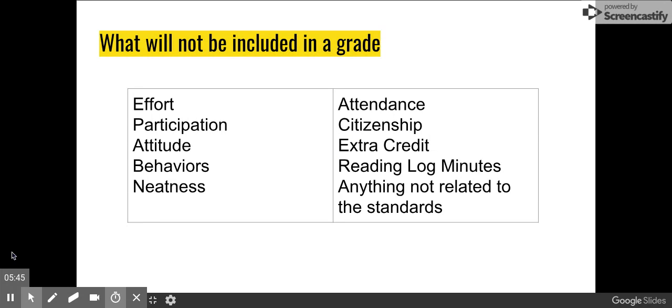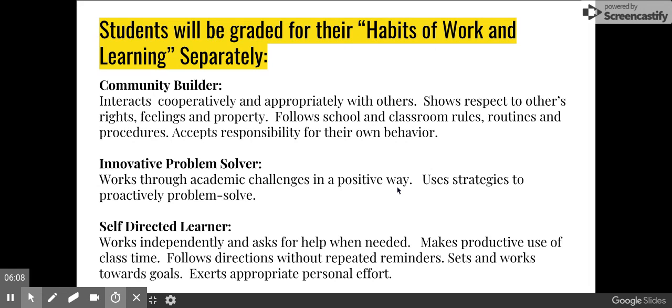One other really important thing to understand about standards-based grading is that in the score, we're not going to include effort, participation, attitude, behavior, neatness, attendance, citizenship, extra credit, etc. Those are not related to students' progress with the standards. They're very important and we understand that, but they belong with the habits of work and learning.